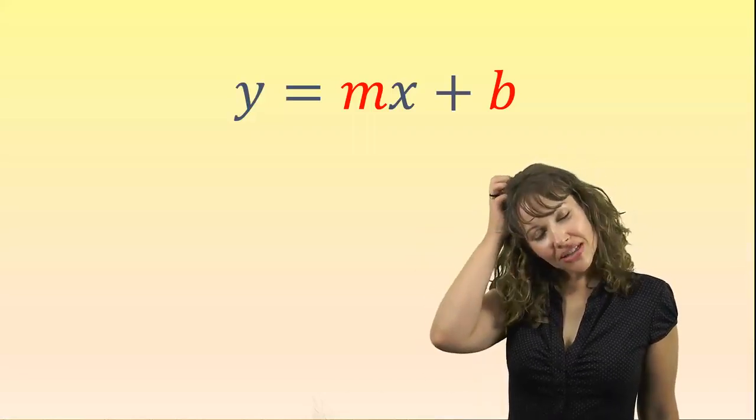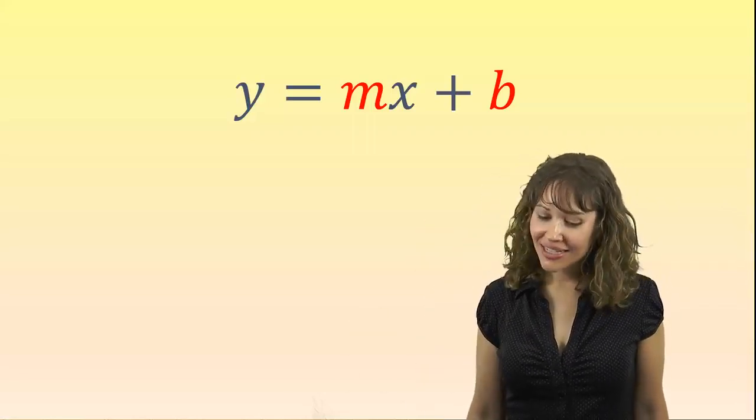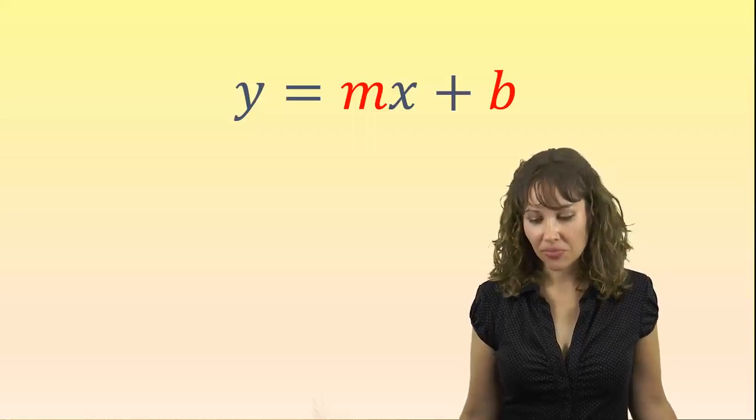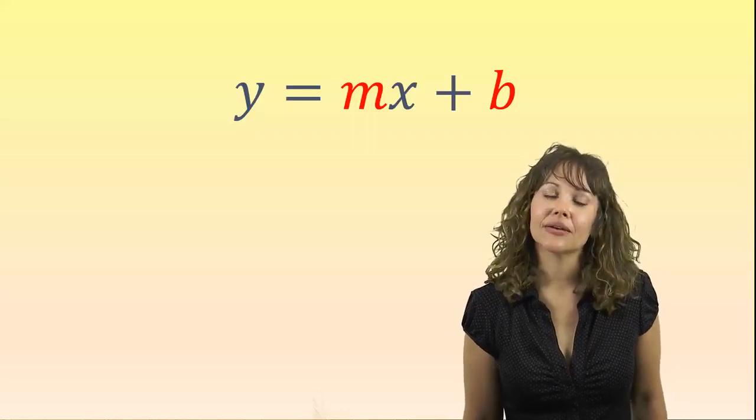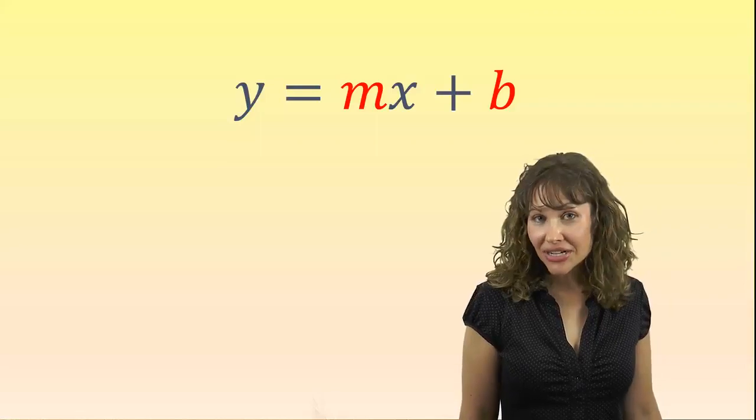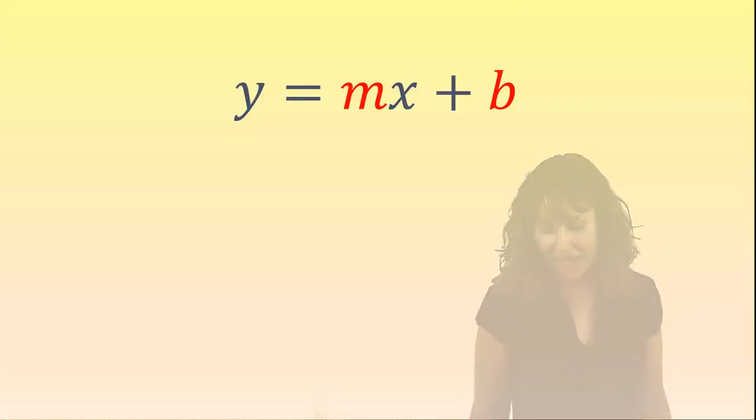And what are the two parts of a line that we need to know? The m, which is the slope, and the b, which is the y-intercept. So if we can find those two numbers, then we have the equation of the line. Depending on the problem, you're given different pieces of information. Sometimes the problem's really easy, and other times you need to do a little bit more work.